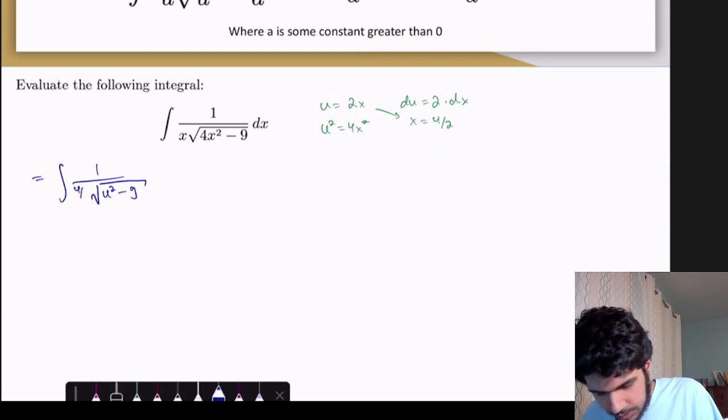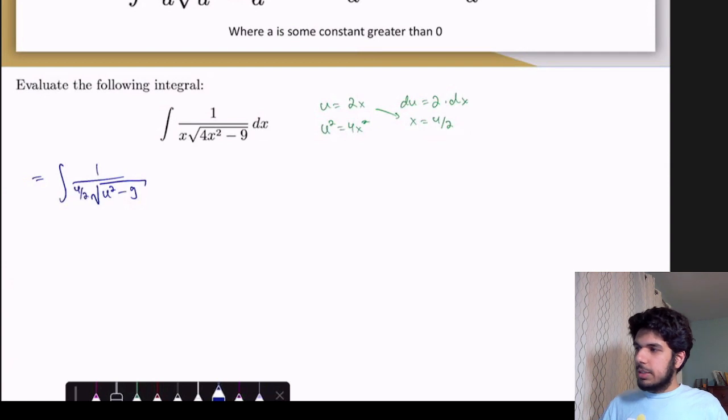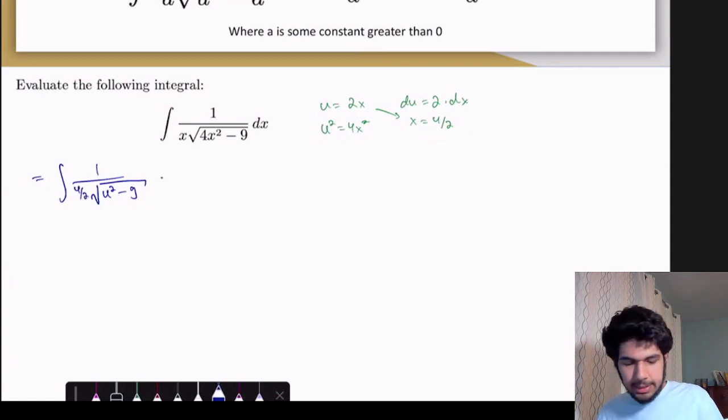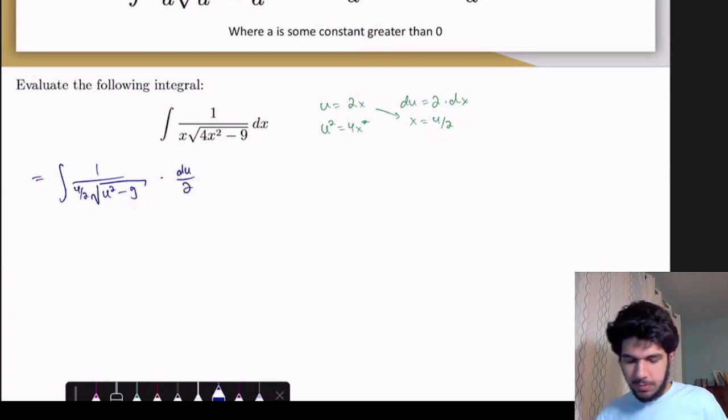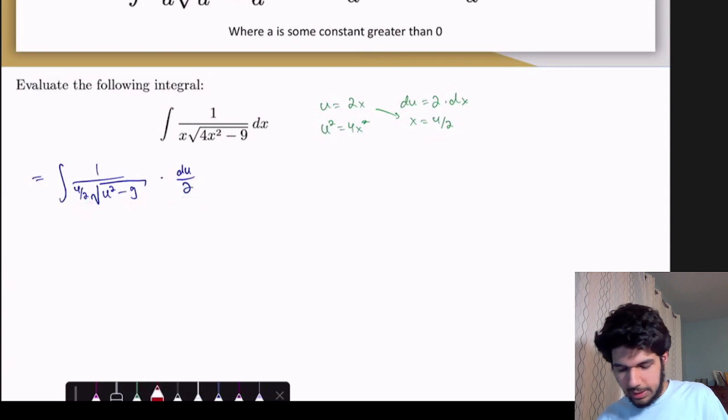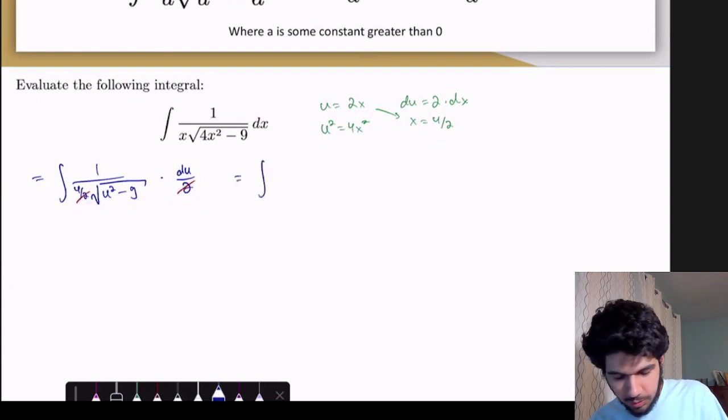This is u over 2, so that's looking good. And then dx is equal to du over 2. So we can see that this 2 and this 2 down here will cancel with each other. So we're left with the integral of 1 over u square root of u squared minus 9 du.